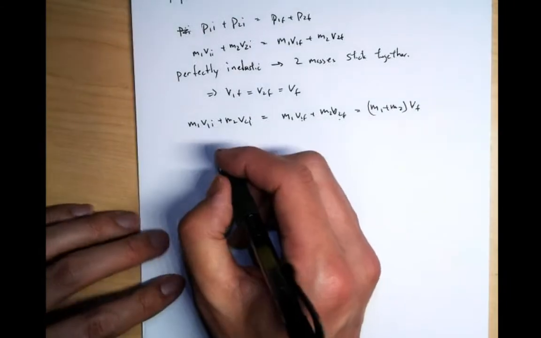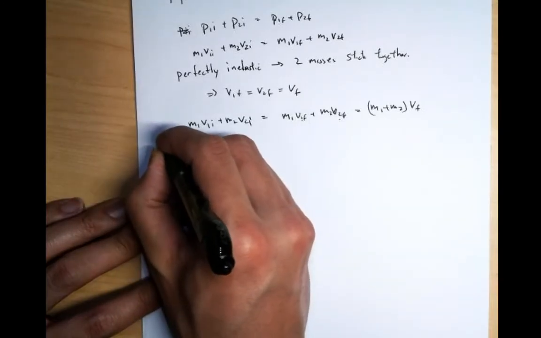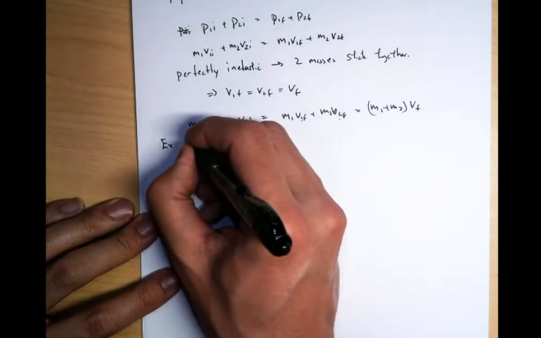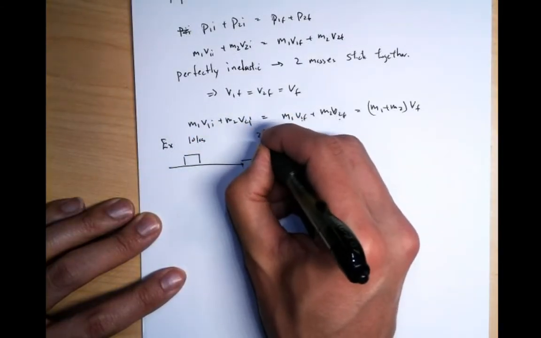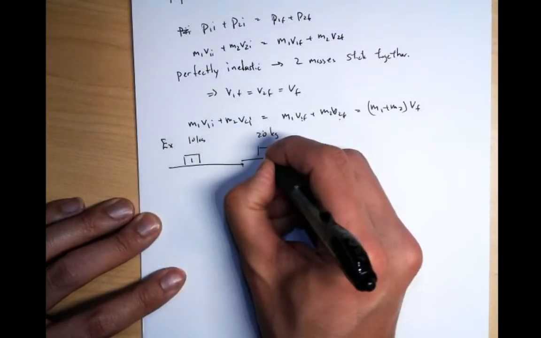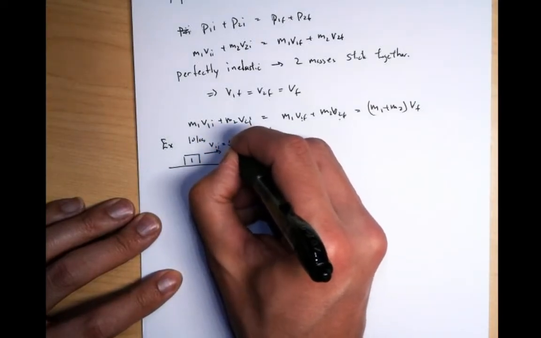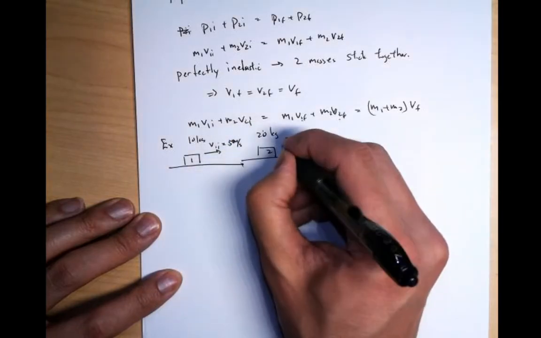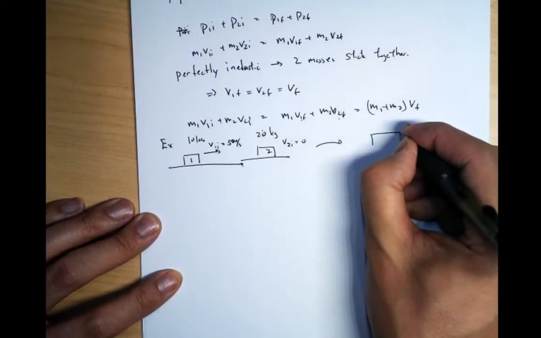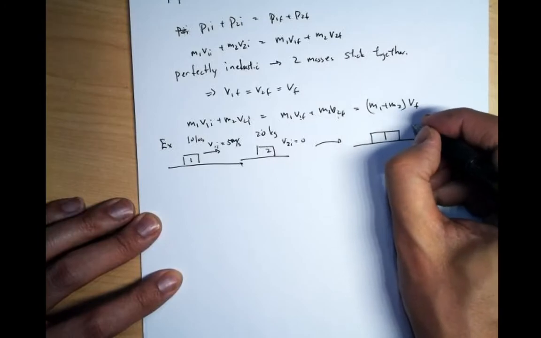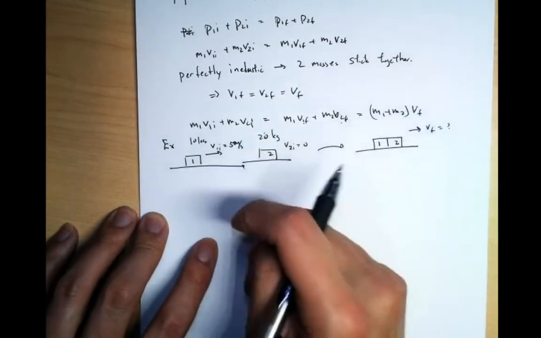Okay, so let's try an example of this. Let me imagine that I have a 10 kilogram mass, and here is a 20 kilogram mass. This is number one, number two. This is moving with some initial velocity v1i equal to 5 meters per second. This one is v2i equals 0. So they collide and they form a single block that's moving with some velocity vf. I've got to find that.